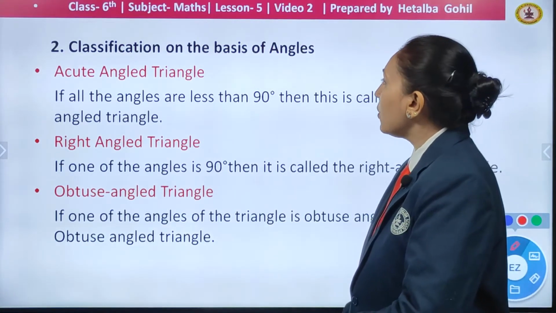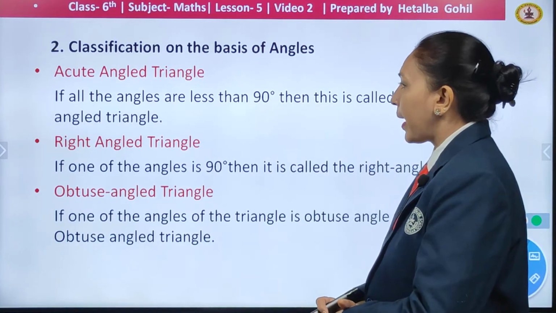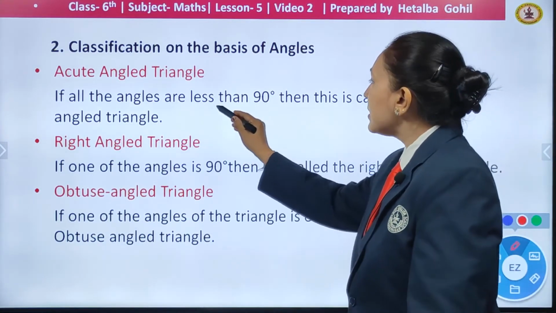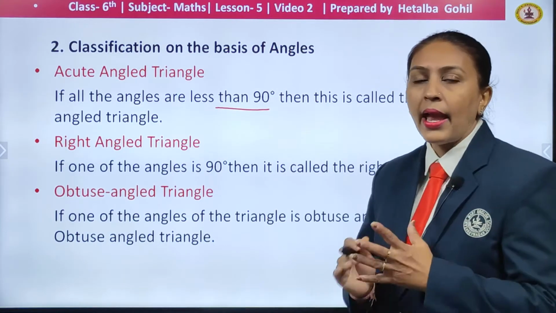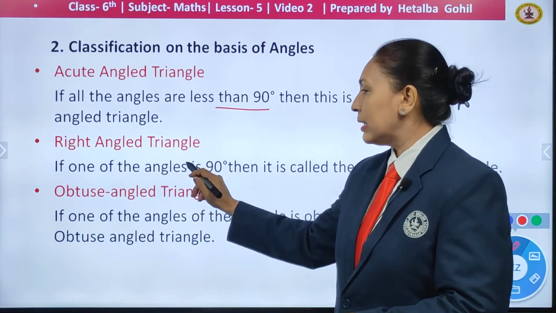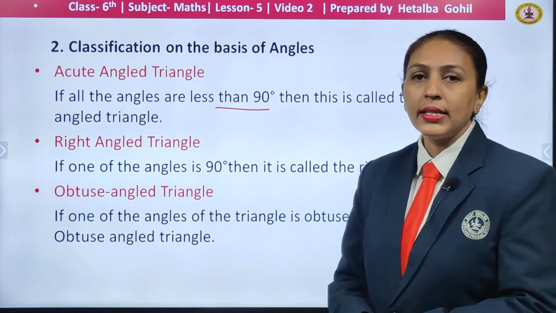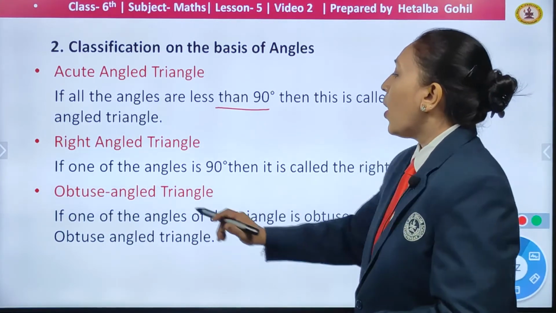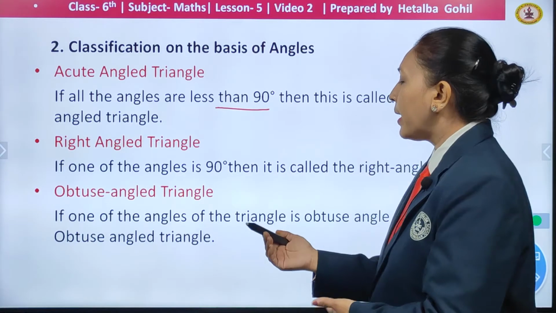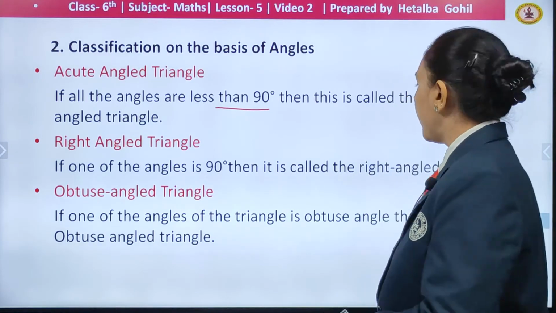Now classification on the basis of angles. First, acute angle triangle. If all the angles of the given triangle are less than 90 degrees, then it is called an acute angle triangle. Similarly, a right angle triangle: if one of the angles is 90 degrees, then it is called a right angle triangle. Obtuse angle triangle: if one of the angles of the given triangle is more than 90 degrees, children, we call it an obtuse angle triangle.